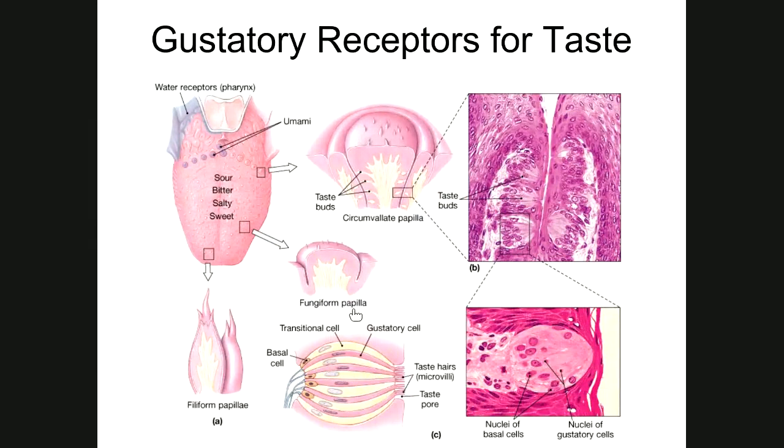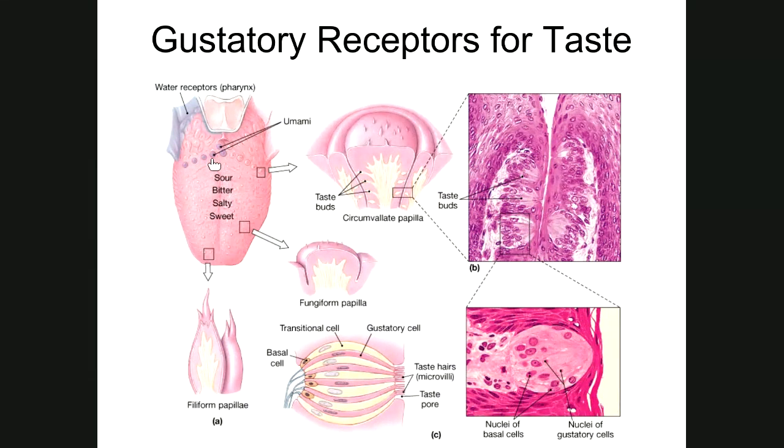The third type are called circumvallate papilla. C-I-R-C-U-M-V-A-L-L-A-T-E papilla. Circumvallate. And these look like little round donuts on the back of your tongue in an inverted V. And so what it says here is circular donut-shaped papilla arranged in an inverted V on the posterior portion of the tongue.